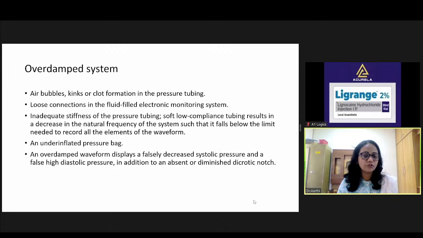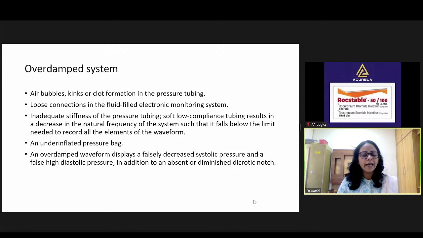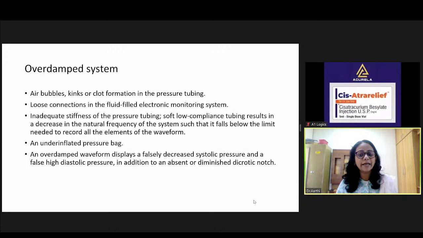What happens with overdamping is that the blood pressures are read falsely. Systolic blood pressure is falsely low and the diastolic blood pressure is falsely high. The mean arterial pressure is usually not changed. And with analysis of the arterial waveform, the dicrotic notch is diminished or absent in an overdamped arterial system.